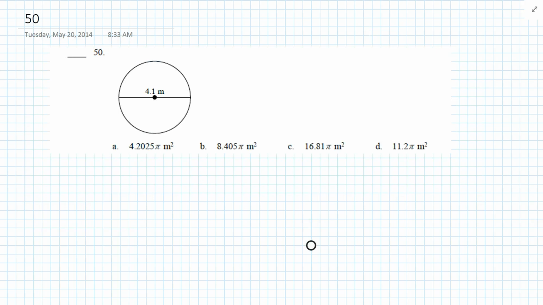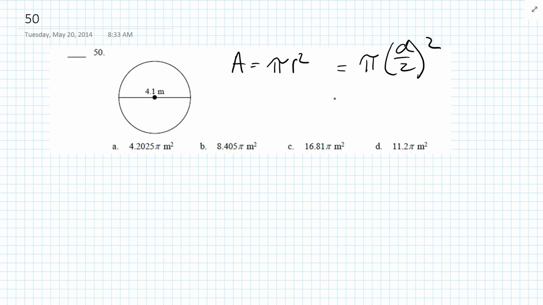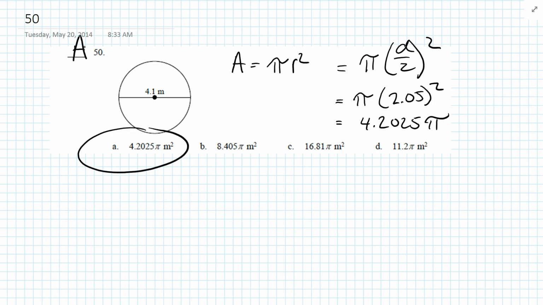50. Find the area. Pi r squared. Okay. Well, what is the radius? It's half the diameter. So the area could be pi diameter over 2 squared. So it's going to be pi times 2.05 squared. And when you do the calculator work, you're going to get 4.2025 pi. Answer is A. Last two for this section.